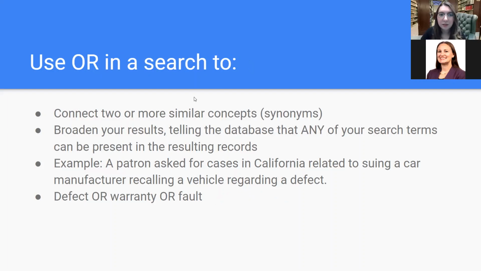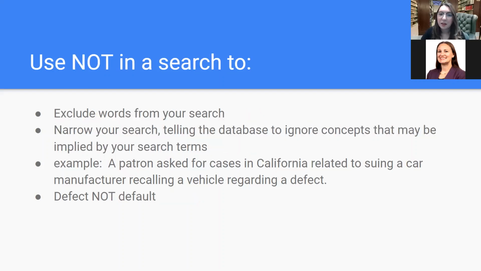Using "or" connects two similar topics or synonyms, and this will broaden our search results. Using "not" tells the database to ignore concepts that may be implied by the search term. So for the same example, a car manufacturer recalling a vehicle regarding a defect, we would do defect, not default, because default usually refers to a default judgment. And although that may be useful in our search later to see if anyone did receive a judgment, we want to start at the beginning of our research with just seeing if there are any cases related to the defect at all prior to receiving judgment.